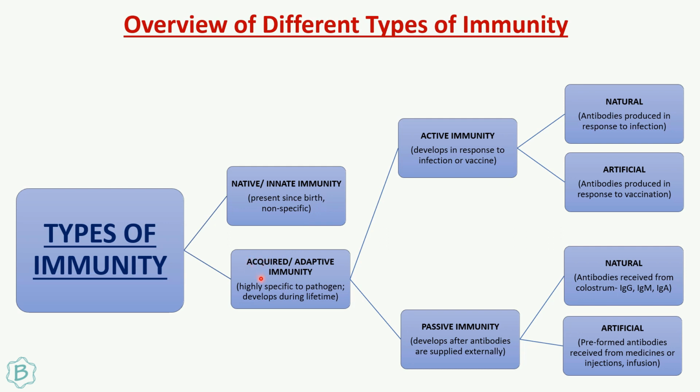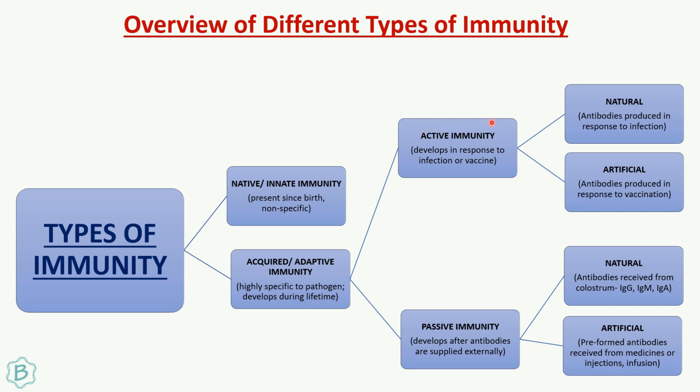This evolved much later than the innate immunity, and that is why it is only present in vertebrates. So, vertebrates would have a mix of innate as well as adaptive immunity. This is highly specific in nature in response to the pathogen, because this would only develop during your lifetime when you have actually come in contact with that pathogen. So, acquired immunity has two types.